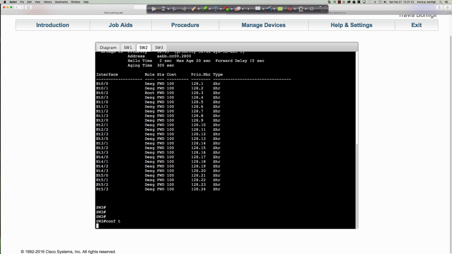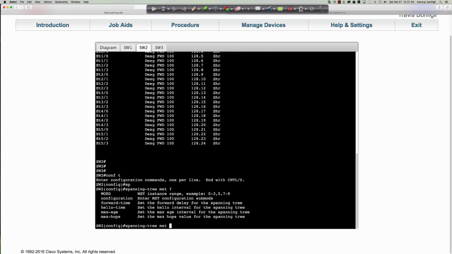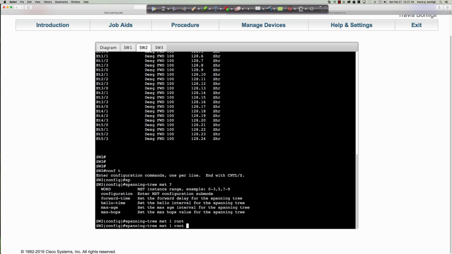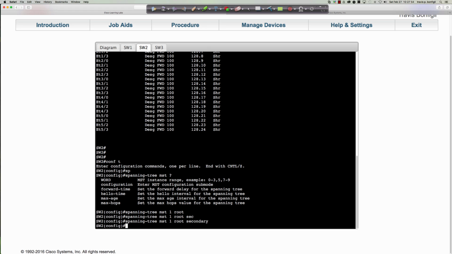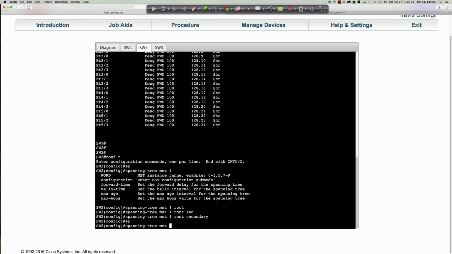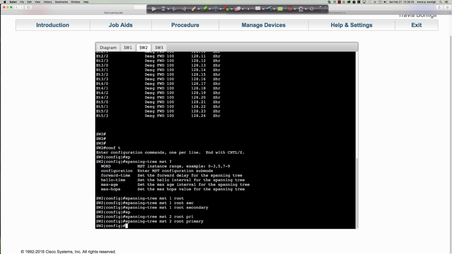So we'll go into global config. We're going to say spanning-tree mst, and again, for instance 1, it's root, but am I primary or secondary over here? Exactly. I'm the secondary root bridge for the VLANs that are mapped to multiple spanning tree instance 1. However, for VLANs mapped to multiple spanning tree instance 2, I am the root primary.